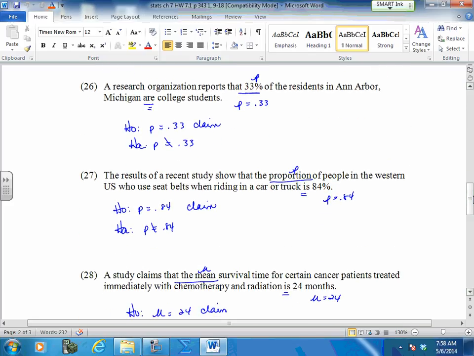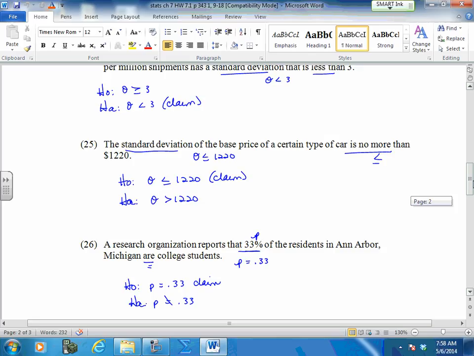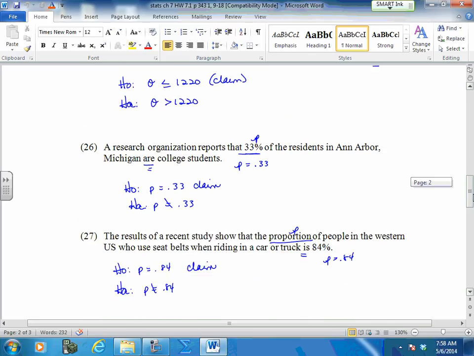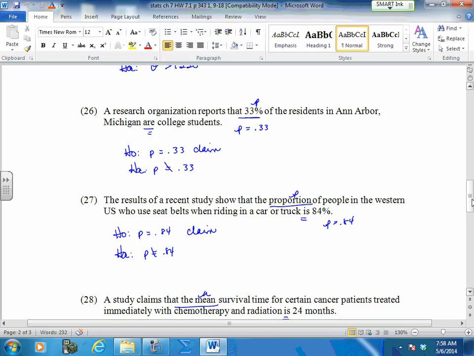A research organization reports that 33%, turn it into a proportion. No, that 33%, that's a proportion. Set it up as a proportion and state your claim. The 33%, that's what it is. So that's the equal sign.